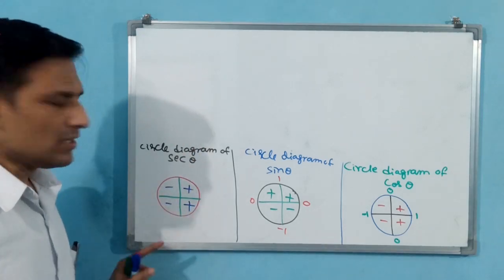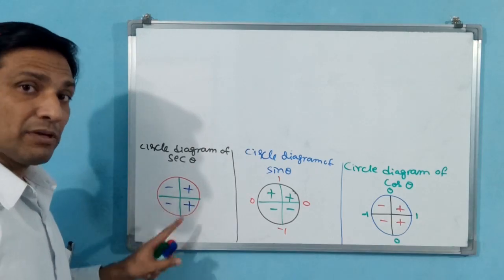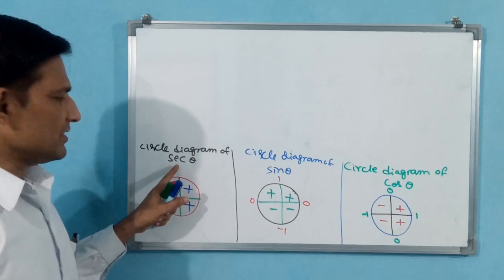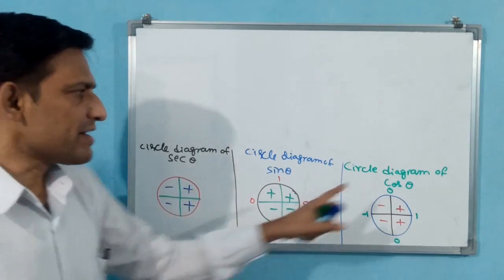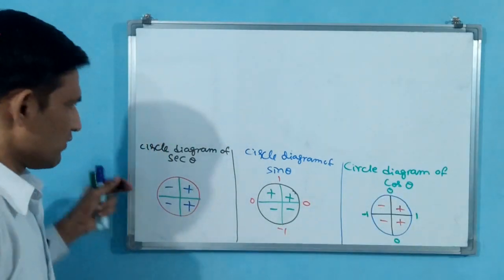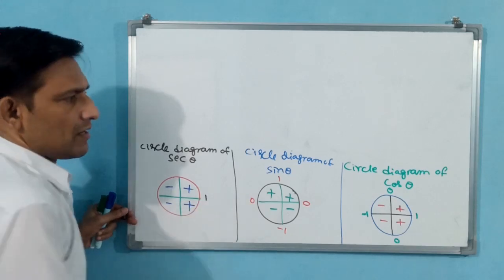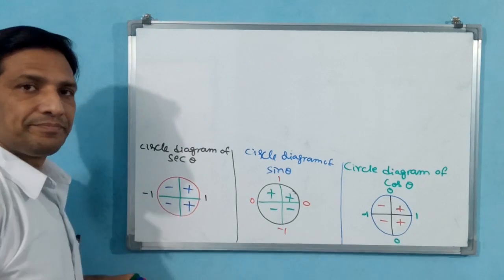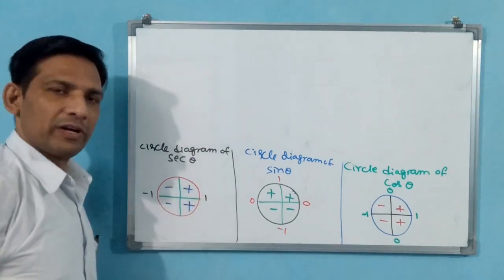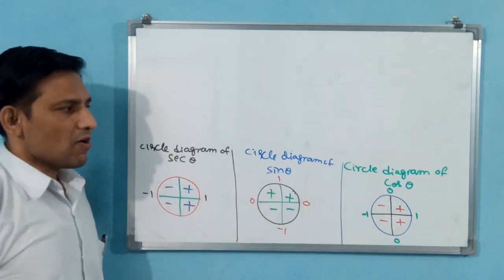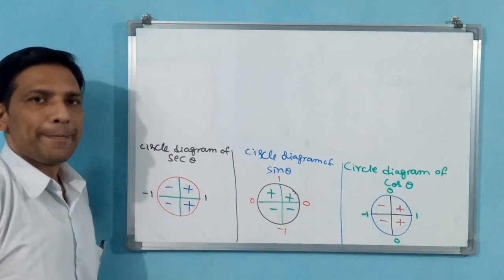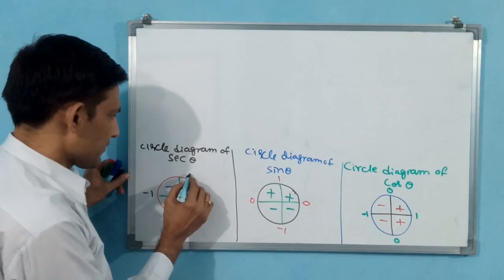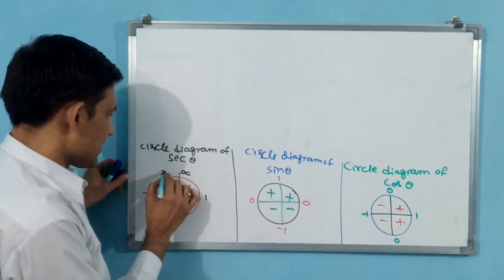Now we have drawn the circle diagram and symbols, but we have to keep the values. How to keep values? See, secant theta is 1 by cos theta. 1 divided by 1, 1. 1 divided by minus 1, minus 1. Okay, until now. Now you go to the original one. 1 divided by 0, infinity. What infinity? Plus side plus infinity, minus side minus infinity.